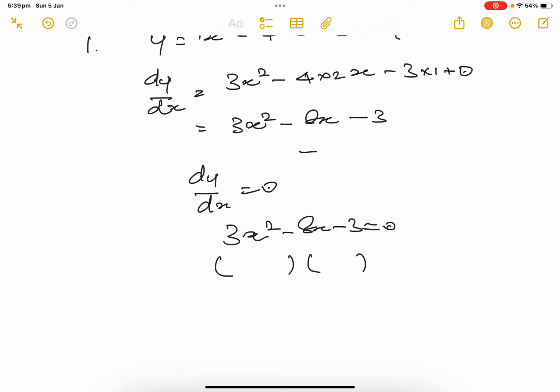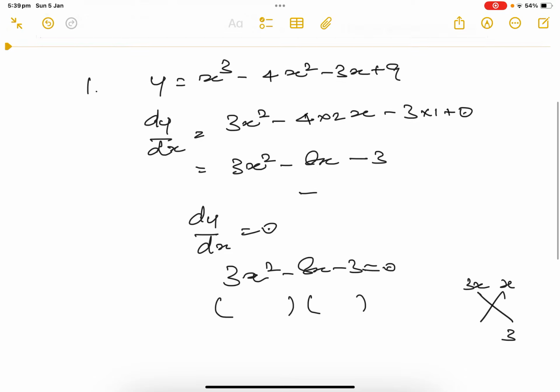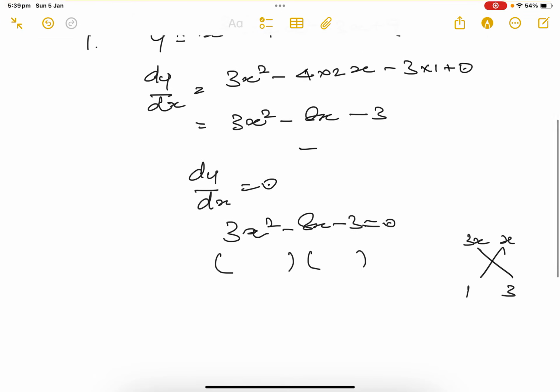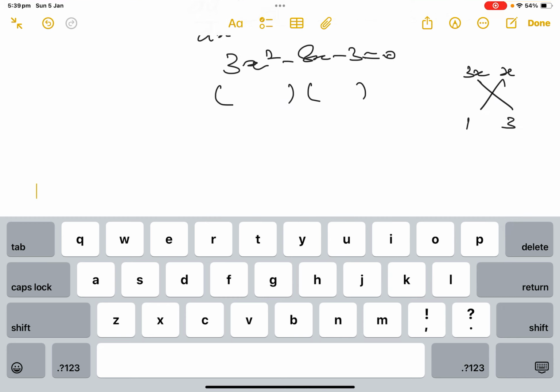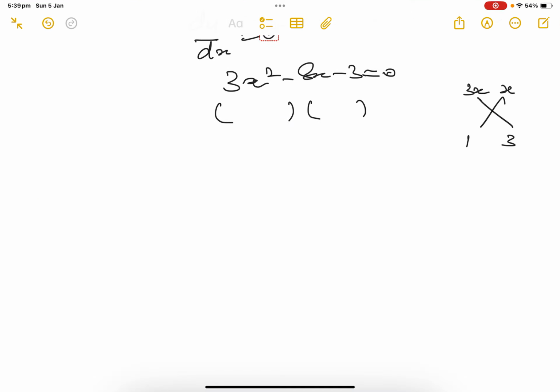It is easy to factorize. This is how I do it. Factors of 3x squared are 3x and x, and factors of 3 are 3 and 1, minus 3 and 1, so where the minus comes in is here, and plus 1. So 3 times x squared is 3x squared, minus 3 times 3x is minus 9x, plus x, so that will be minus 8x, and minus 3 times 1 is minus 3.